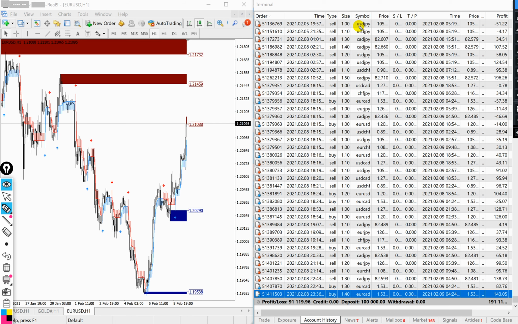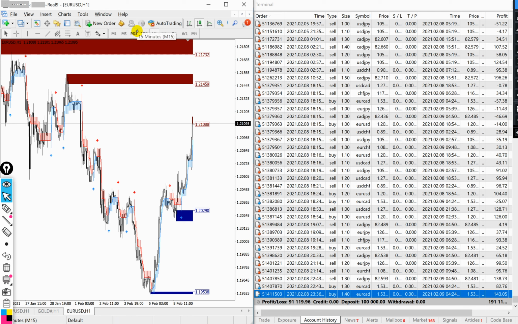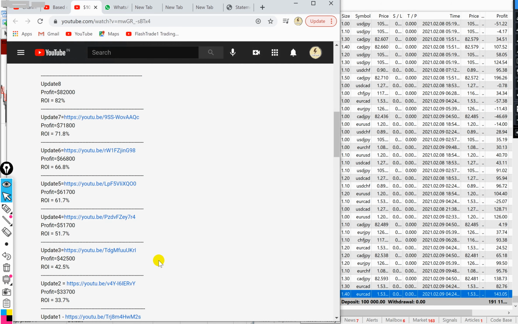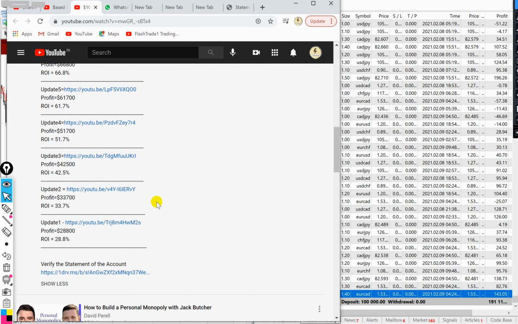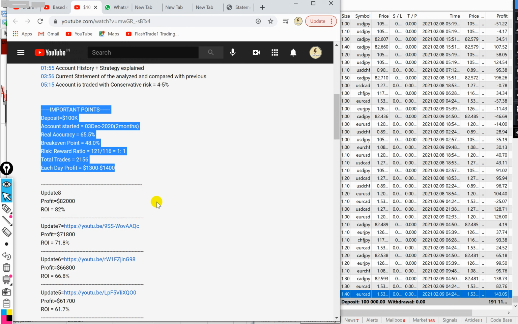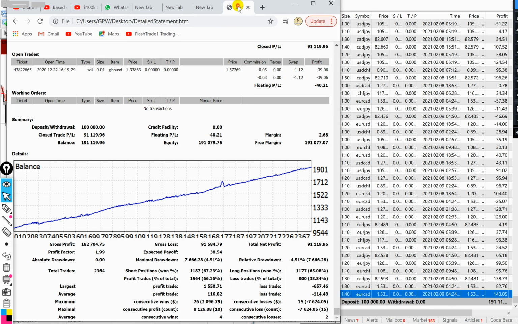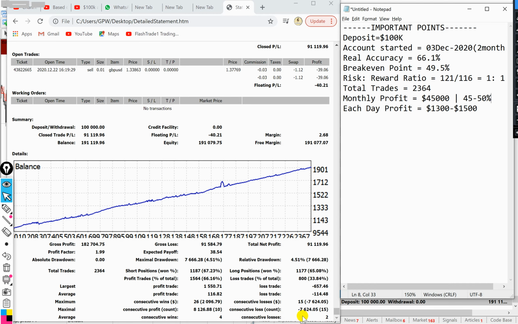Also here the holding is done on the account. There is no scalping. So we use the M15, M30 and H1 time frames to trade on this account. In update 1 and update 2 you can verify the live orders being placed on this account, and you can see how Flash Trade 1 owns the trading access of this account. Now let's check the statement of this account, which has a deposit of $100,000.